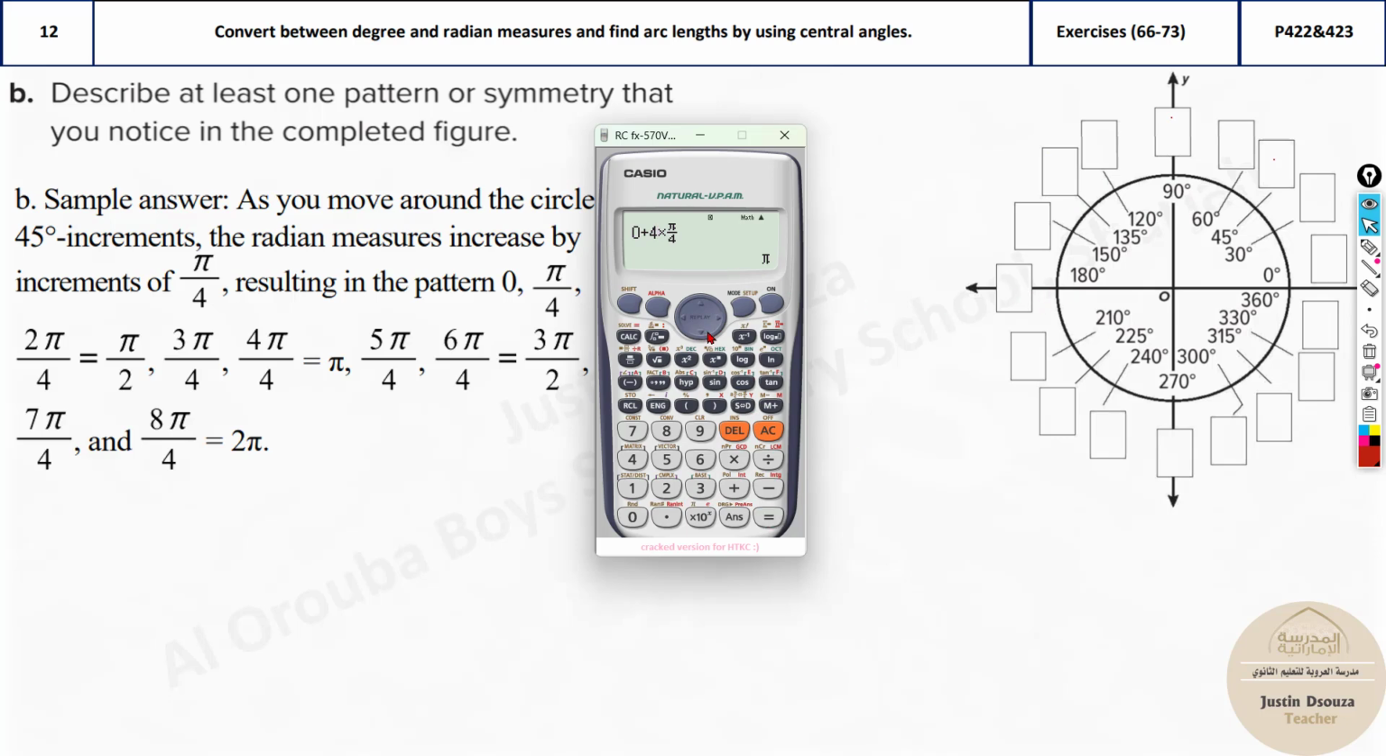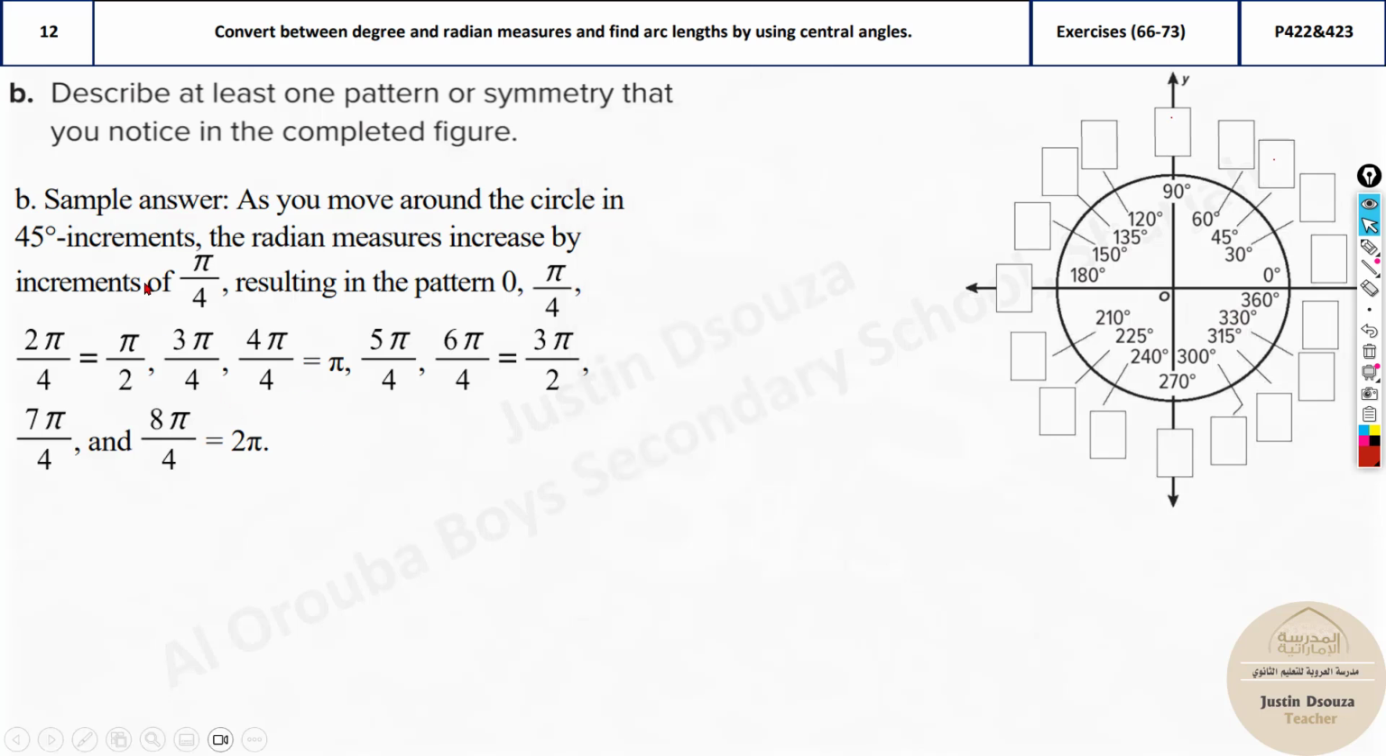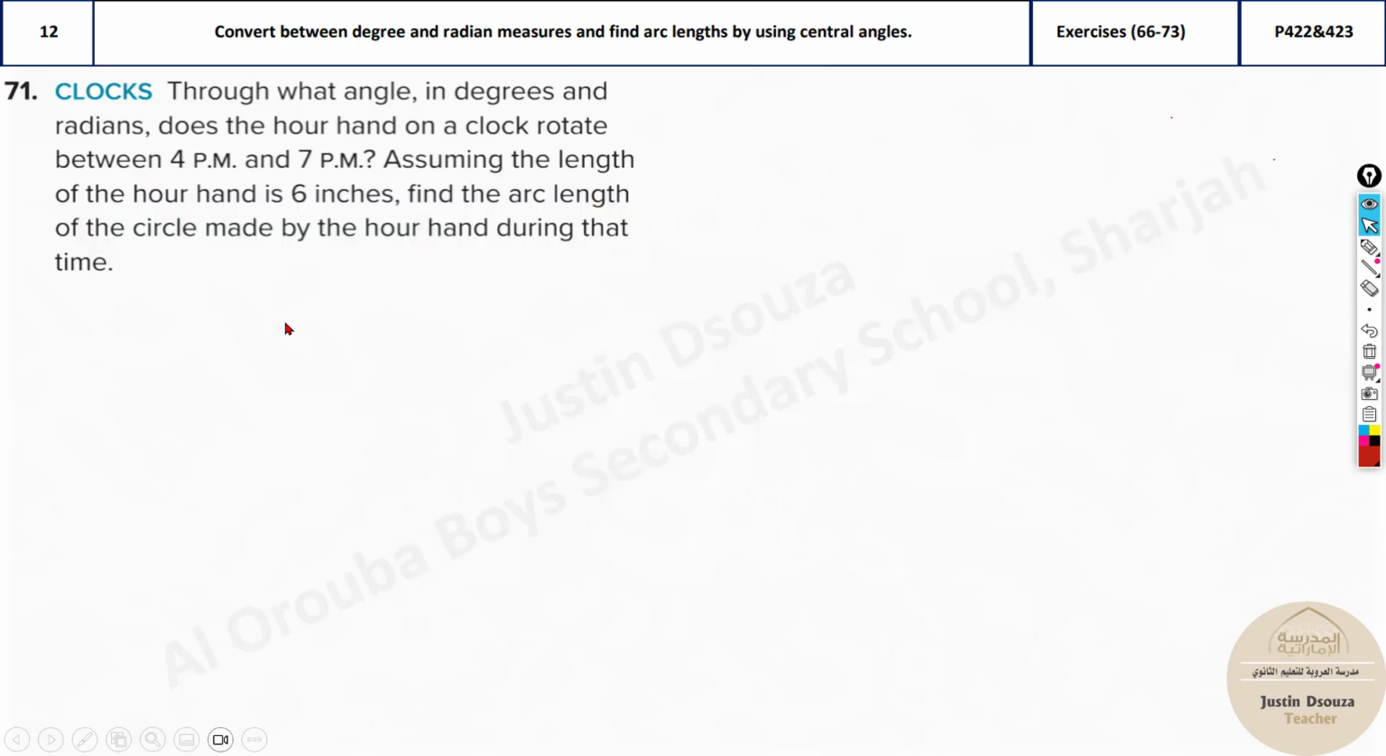That is over here. Then here you can do 5, 6, 7. So it'll keep going: 5 by 4 pi, 3 by 2 pi, 7 by 4 pi, and then finally you'll come to 2 pi. So when you multiply by 8, it'll be 2 pi. That's it. You're getting the pattern by adding pi by 4. It's a very simple thing. That's the answer for the previous one.